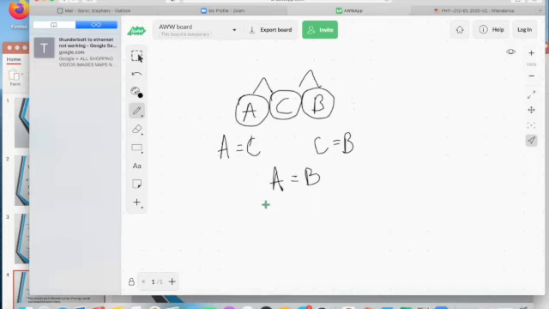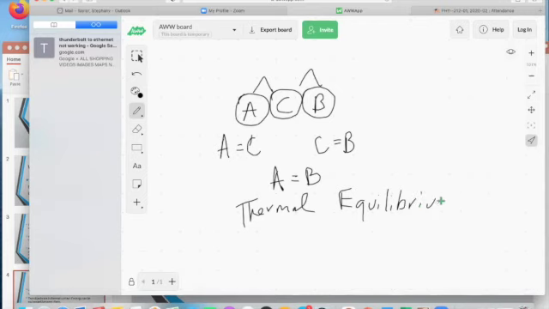All right, so this is called thermal equilibrium. Although A and B are not touching, they are both equal to C. So if they're both equal to C, then all three are equal to each other, right? This is thermal equilibrium. That means there's no longer any heat exchange between them, because one is not higher than another, right? Everything is equal to each other.